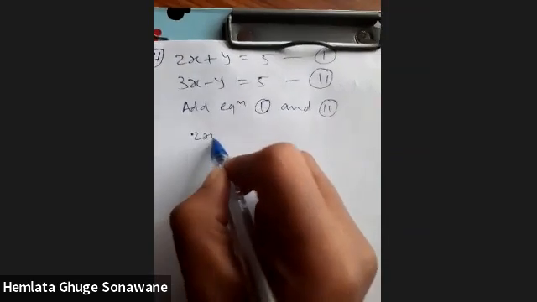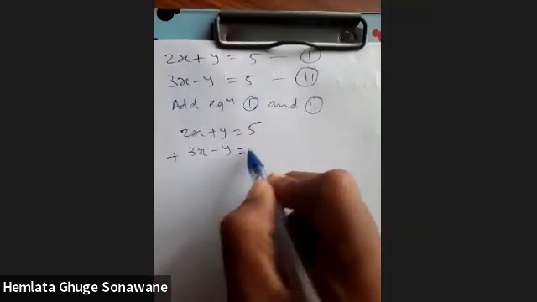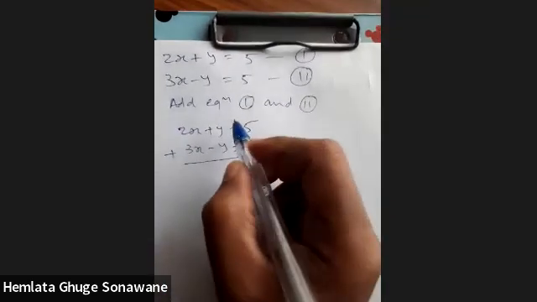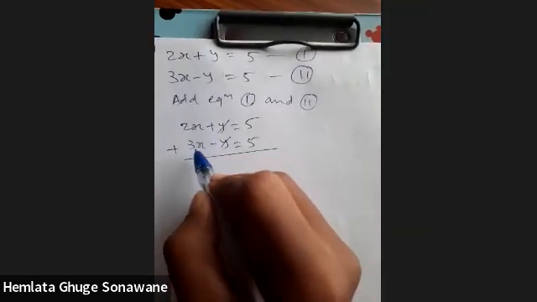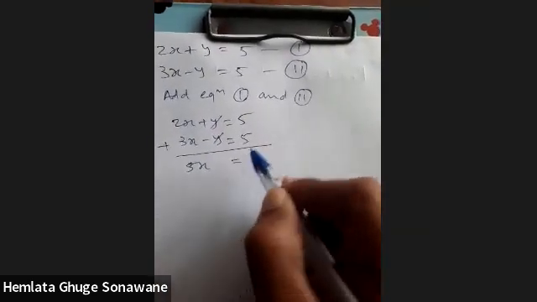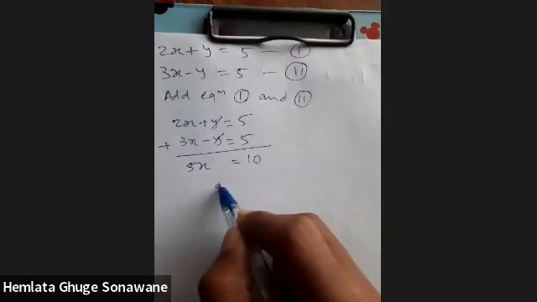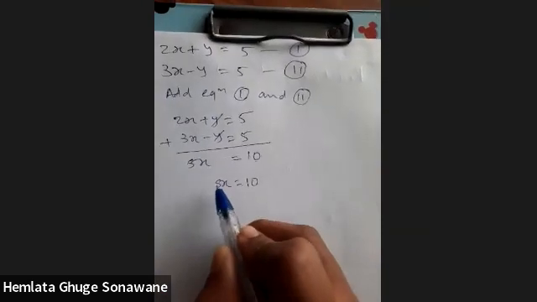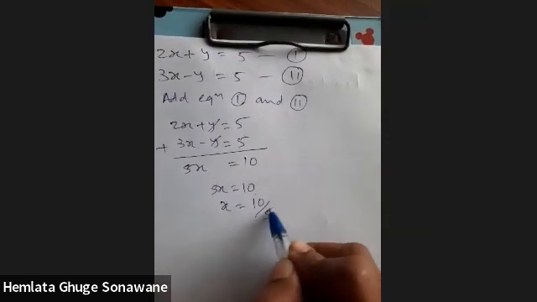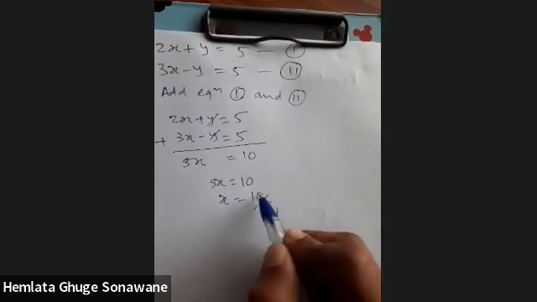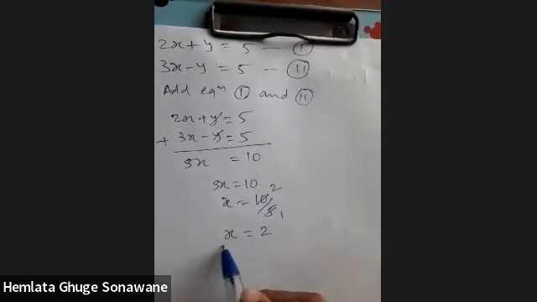So it becomes 2x plus y is equal to 5 plus 3x minus y is equal to 5. Now here we can eliminate y. Plus y minus y get cancelled. 2x plus 3x becomes 5x is equal to 5 plus 5 becomes 10. Now we are having 5x is equal to 10. Now this 5 multiplies, so it goes towards the right hand side. We can simplify this number. 5 ones are 5, 5 twos are 10. Now we have got the value of x as 2.